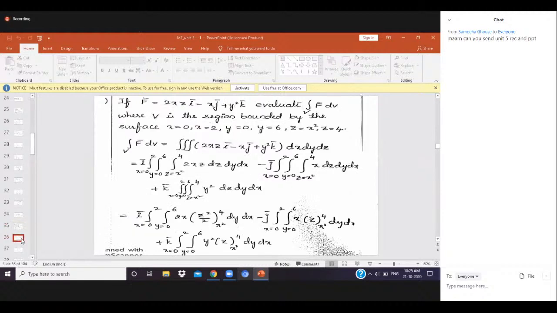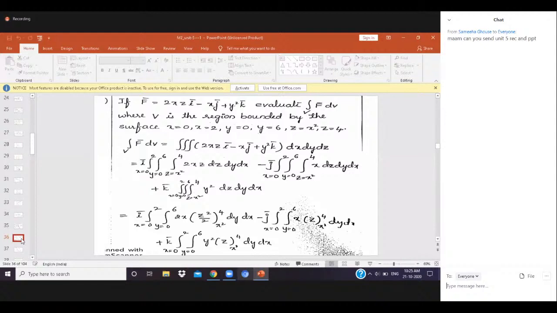So one of the problems we have here is: f bar is given as 2xz i bar minus x j bar plus y square k bar. Evaluate the integral over V of f bar dV, where V is the region bounded by the surfaces x from 0 to 2, y from 0 to 6, z from x square to 4. So this we have to evaluate.